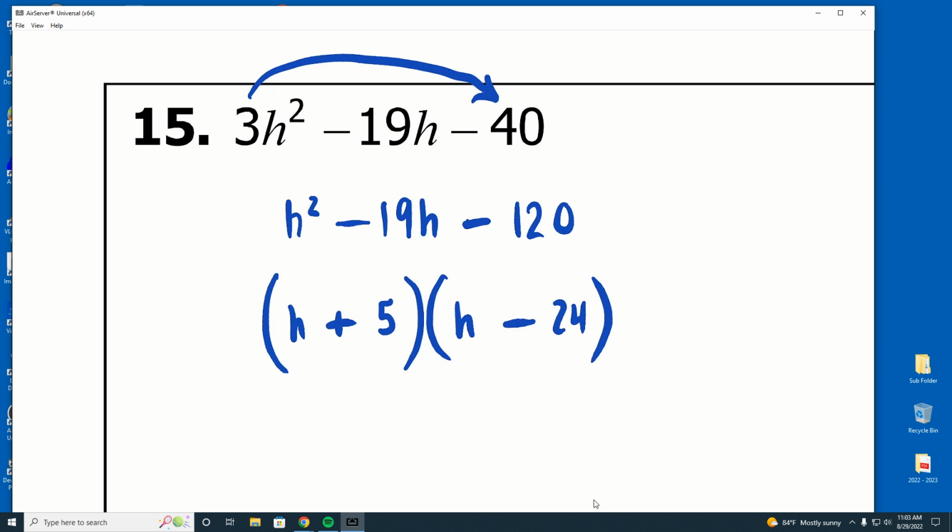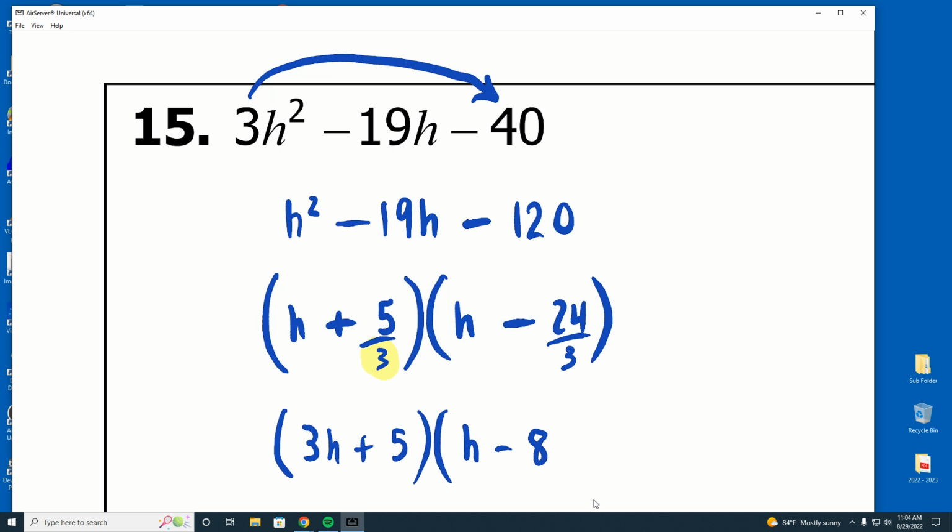Now, we bring the A back in. Divide by 3, divide by 3. Will 5 over 3 reduce? No. So this goes in front of the H. So that factor is 3H plus 5. Will 24 divide evenly by 3? Yes. So that becomes H minus 8. So my two factors are 3H plus 5 times H minus 8. Questions about that one?